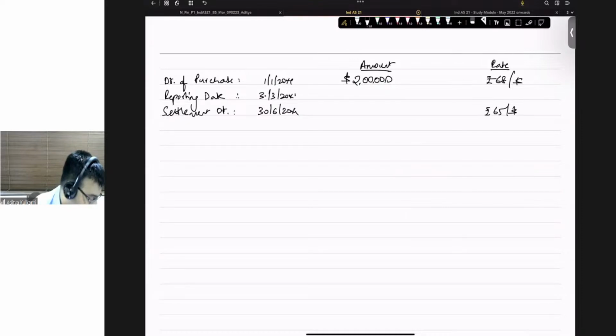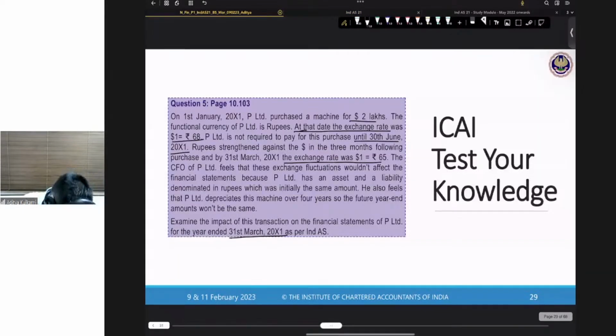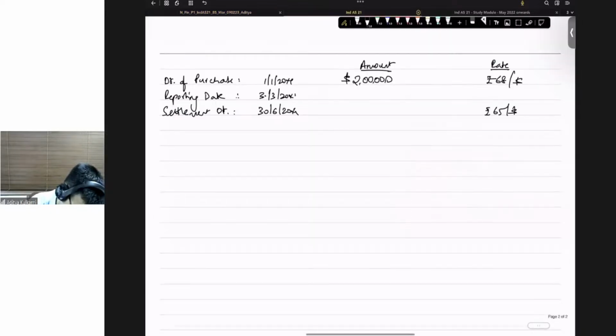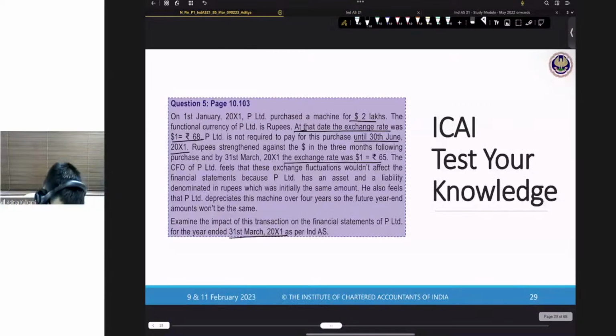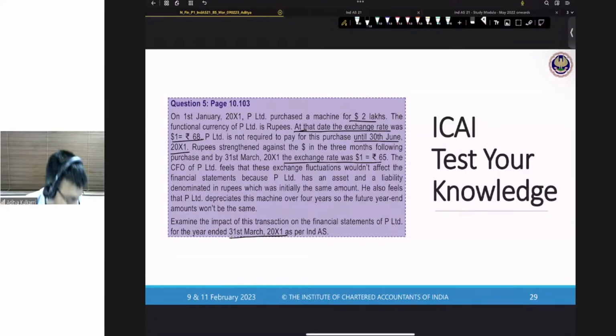Whereas in the reporting date, 1 second, what is 65? Sorry. This is as on 31st March. Okay. All right, fine.